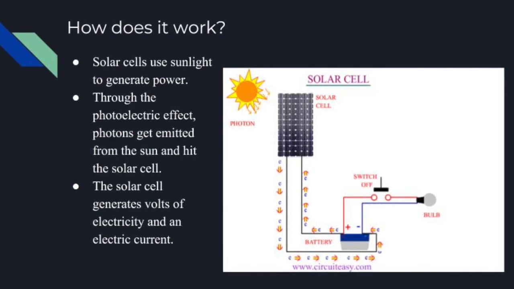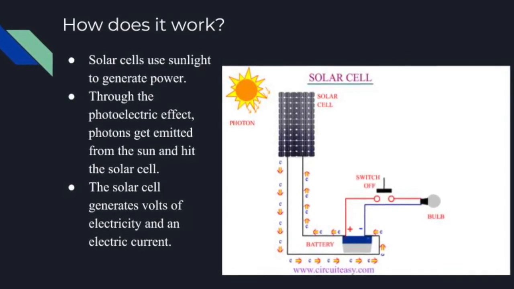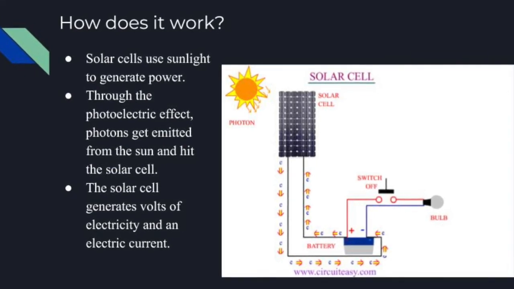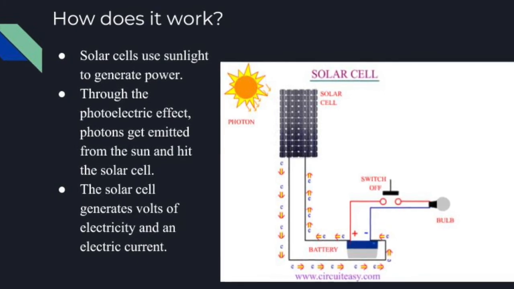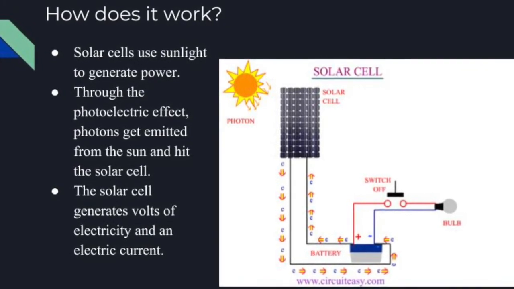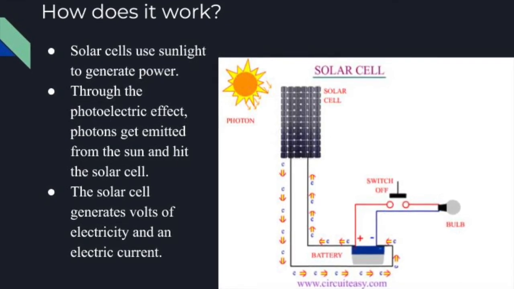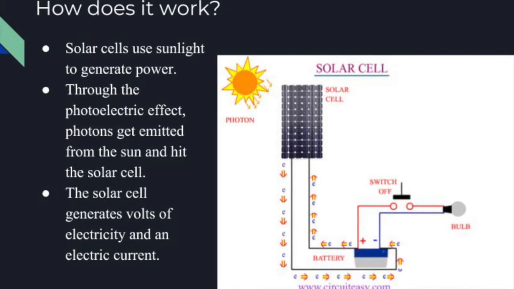How does it work? Solar cells, also referred to as photovoltaic cells, use sunlight to generate power. Through the photoelectric effect, photons get emitted from the sun and hit the solar cell. The solar cell generates volts of electricity and an electric current. That is just a basic explanation of how solar cells work, but let's go more into depth.